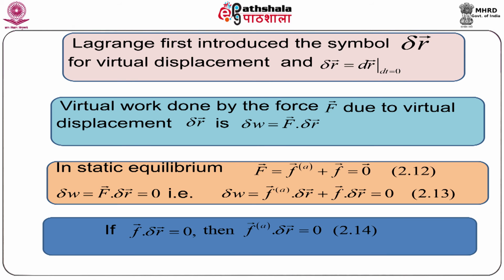Let us define virtual work. Virtual work done by the force F vector due to virtual displacement delta r vector is delta W equal to F vector dot delta r vector. We know that work done is defined as force into displacement. Here we are considering the virtual work, so we have to consider the virtual displacement. F vector dot delta r vector is the dot product of two vector quantities, F vector and virtual displacement delta r vector.